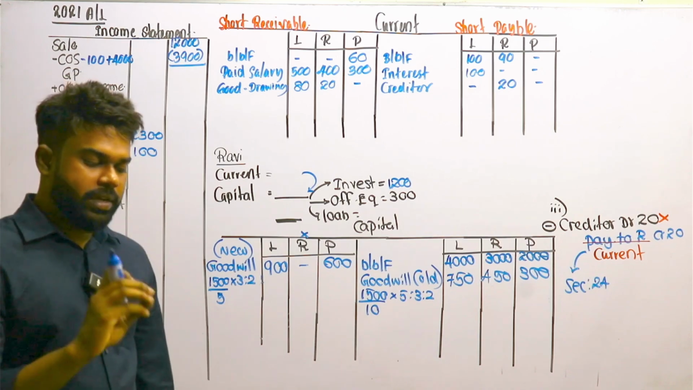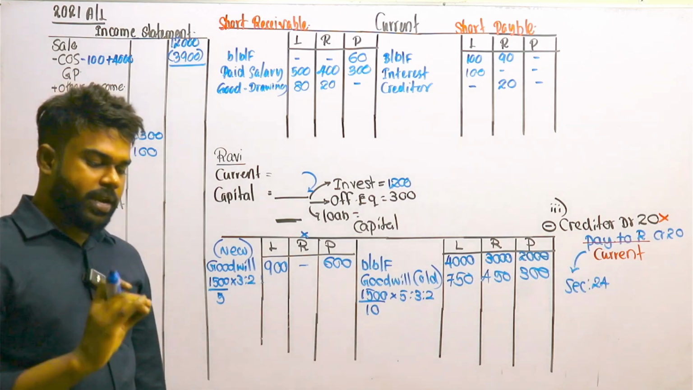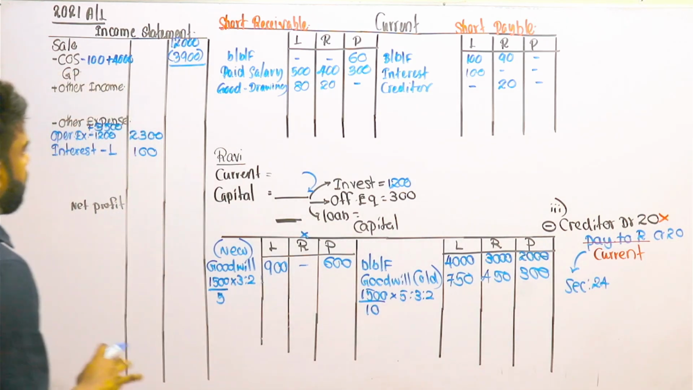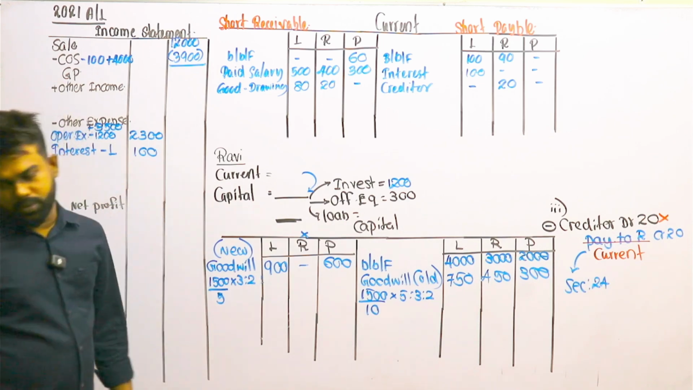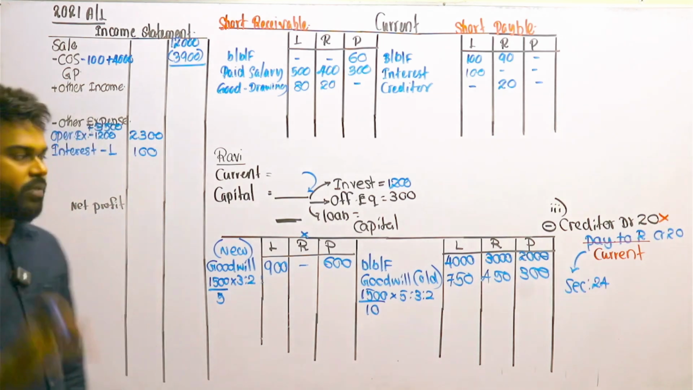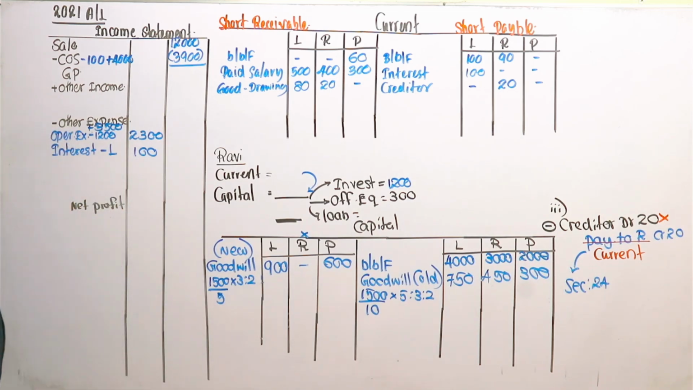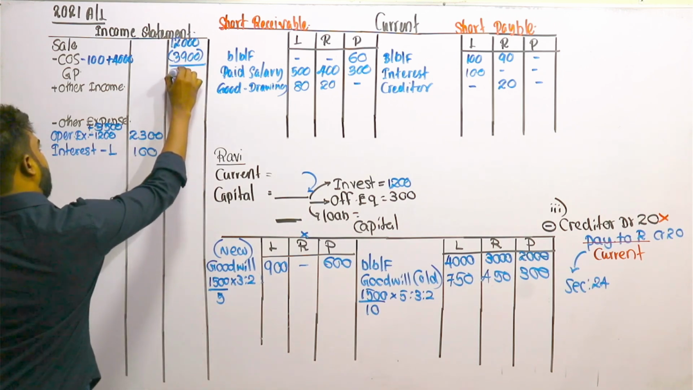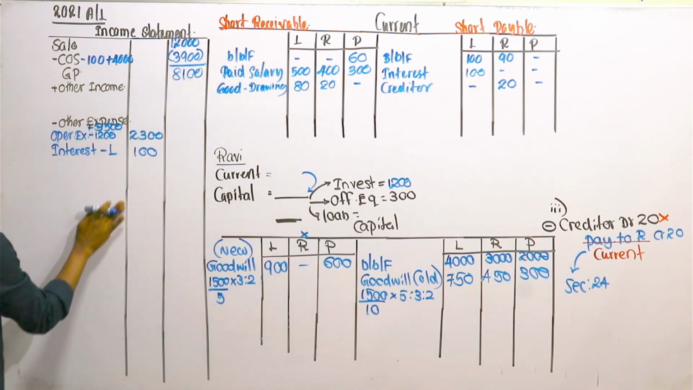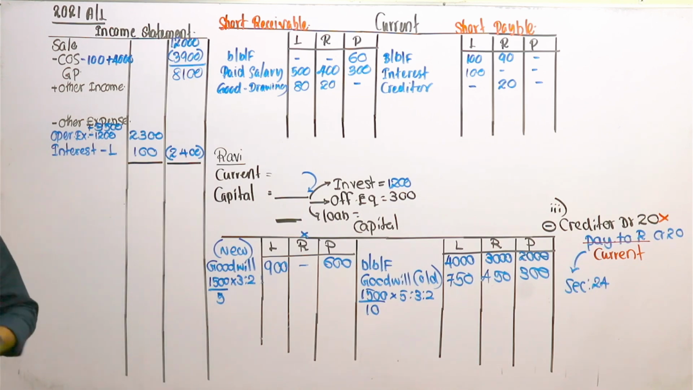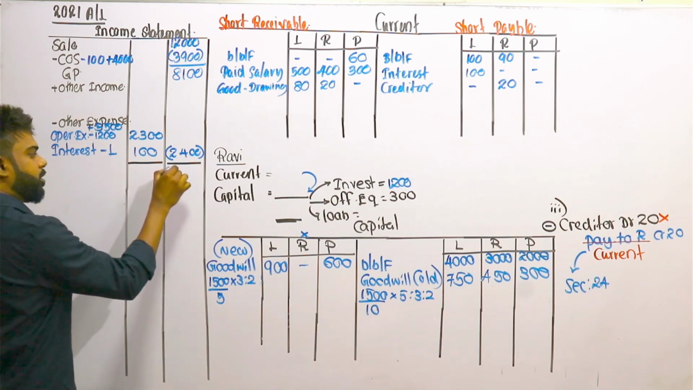Next one, cash no need, inventory asset no need. Creditor no need to record. Capital account, current account and loan account balances no need to record. Only income statement related items. Calculate the profit, then you have to provide the benefits: profit shares, capital interest and salaries. Calculate. Gross profit how much? 8,100. Net profit how much? 5,700.